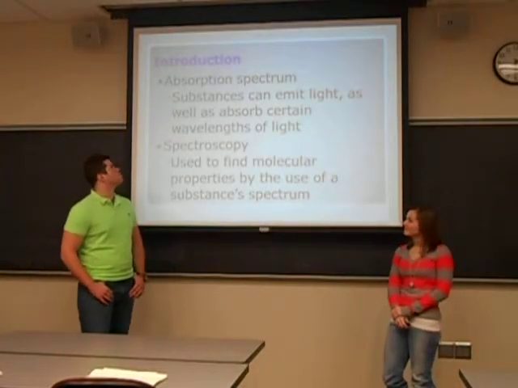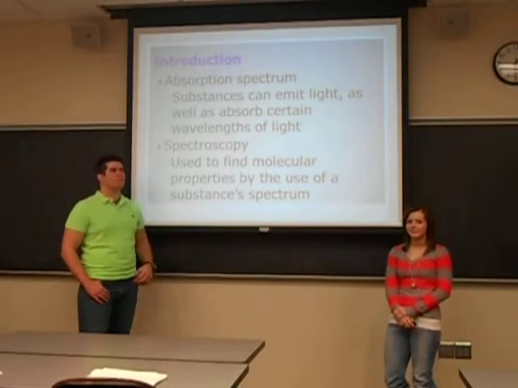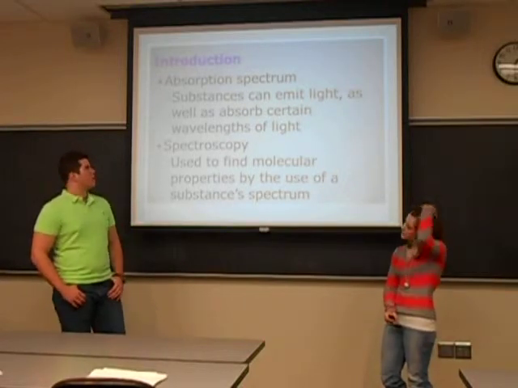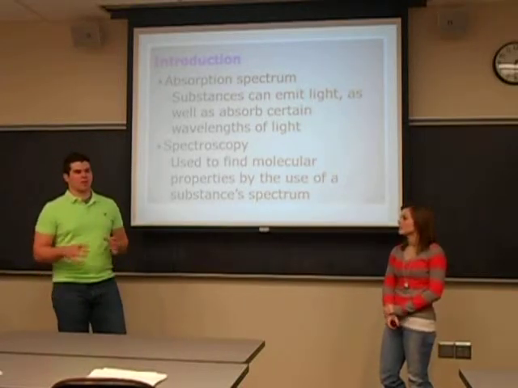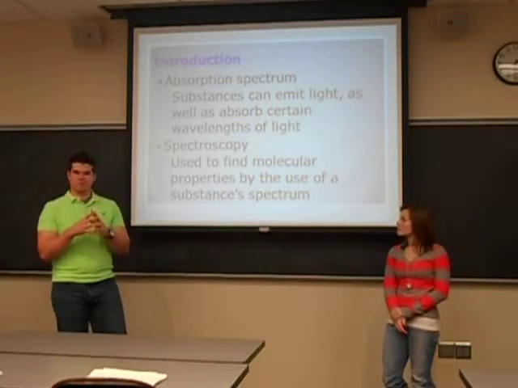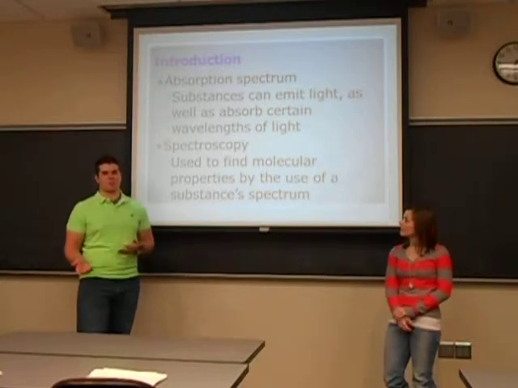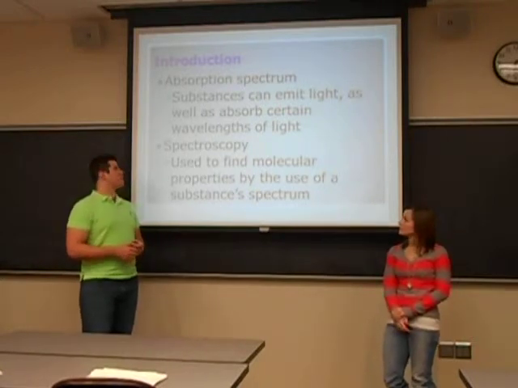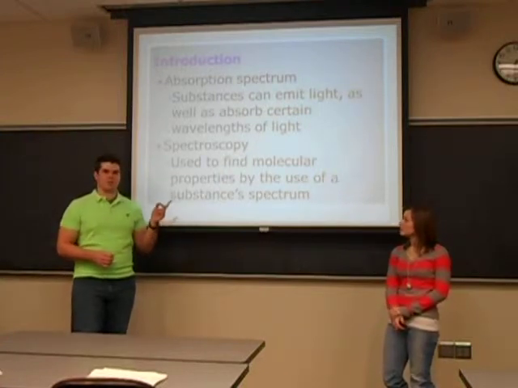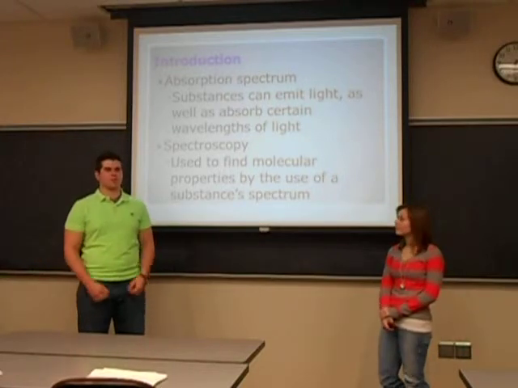Okay, these are a few definitions to help understand the lab. First is the absorption spectrum. A substance can either emit light or absorb light depending on what's inside it, the concentration. The higher the concentration, the higher the absorption, and vice versa. And then spectroscopy. This is taking the spectrum of the substance and using this to find the molecular properties of the substance.